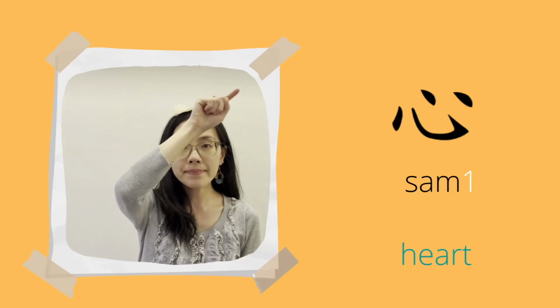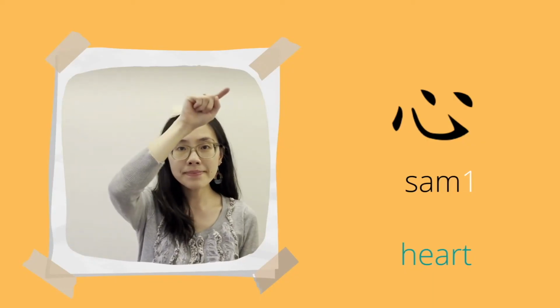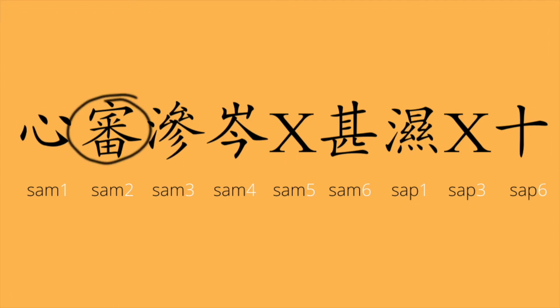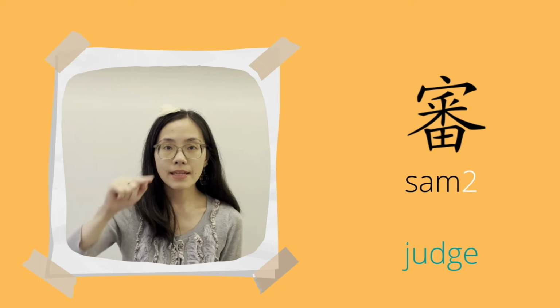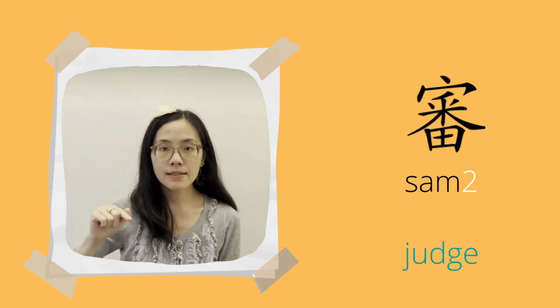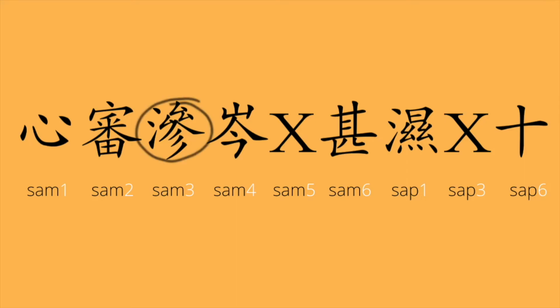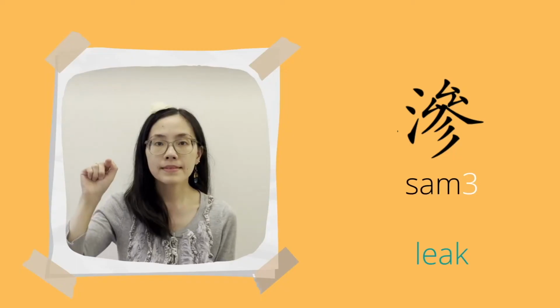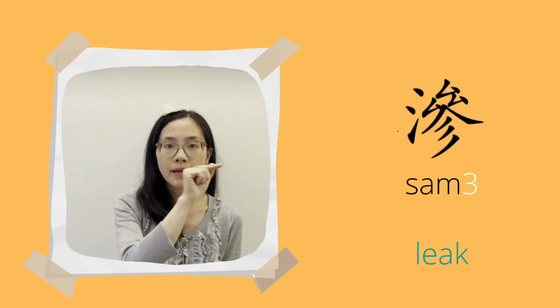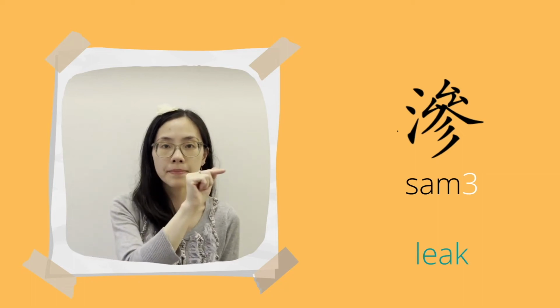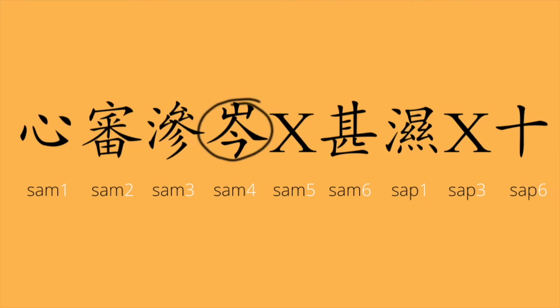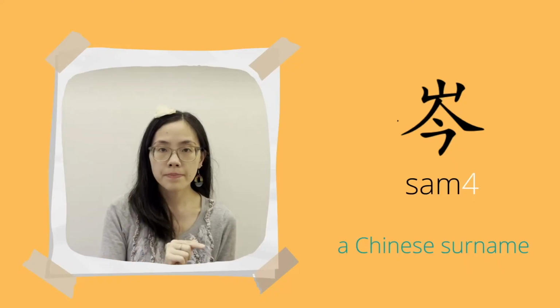Some. The second tone is some, which means judge. Some. The third tone is some, which means leak. Some. The fourth tone is some, which is a Chinese surname. Some.